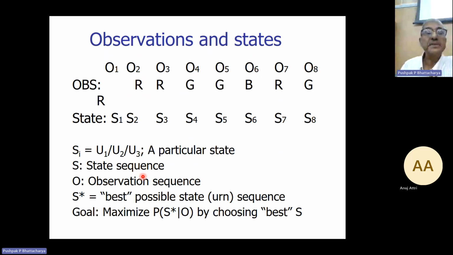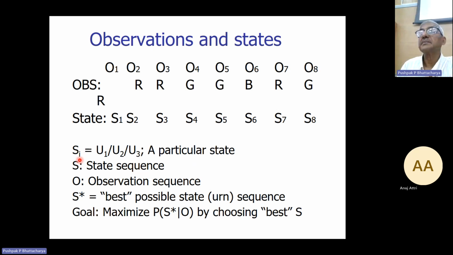Now we come to observations and states. We were given RR, GG, BR, GR. So the observations are O1, O2, O3, O4, O5, etc. O1 is R, O2 is R, O3 is G, and so on. States are S1, S2, S3 up to S8.